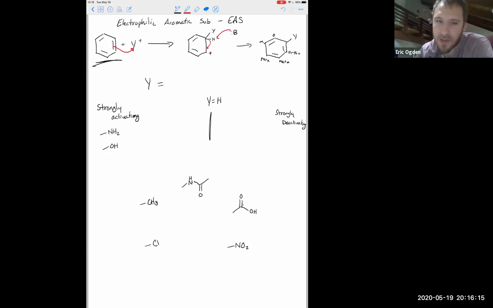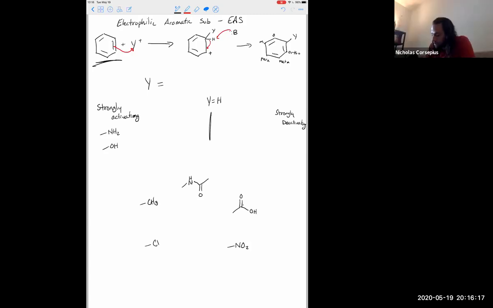The methyl group is a weak activator. Yep, so the methyl group is sort of along this line here. So now we're at weak, but still activating. Here's weak, but still deactivating. In the middle is this amide group.